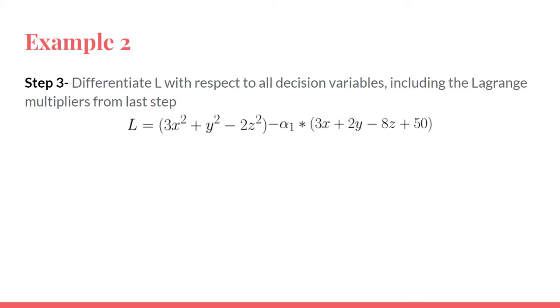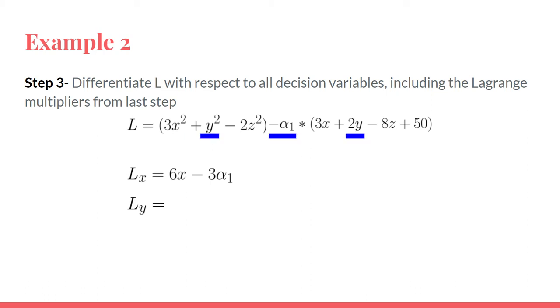We will then differentiate L with respect to all of our decision variables, including the Lagrange multiplier from the last step. So we first begin by differentiating L with respect to x. The terms in L that have x are 3x squared from the objective function and minus alpha 1 times 3x from the constraint. Thus, L sub x is equal to 6x minus 3 alpha 1.